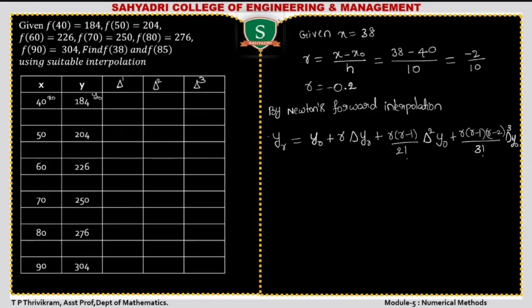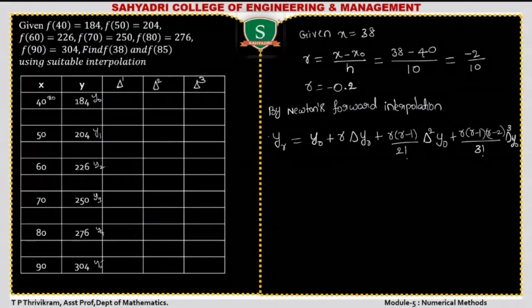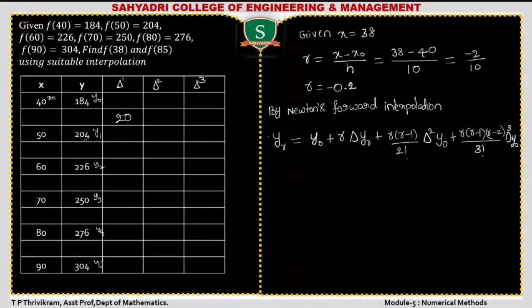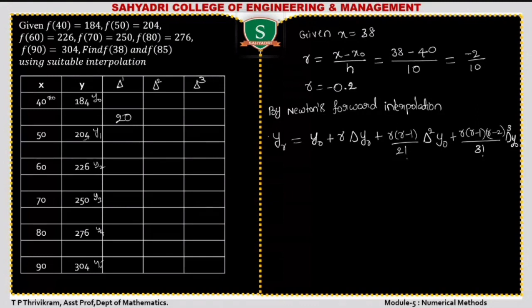Okay, so what is y naught? Here I have written y naught, it means 184. First we'll find these values; higher order differences we need to find. If you want to find the first order difference, this is y naught, y1, y2, y3, y4, and this is y5. For forward interpolation, higher one minus lower one: 204 minus 184, you'll get 20. So calculate the differences and then we'll go for the formula. Next here, 226 minus 204, it is 22.